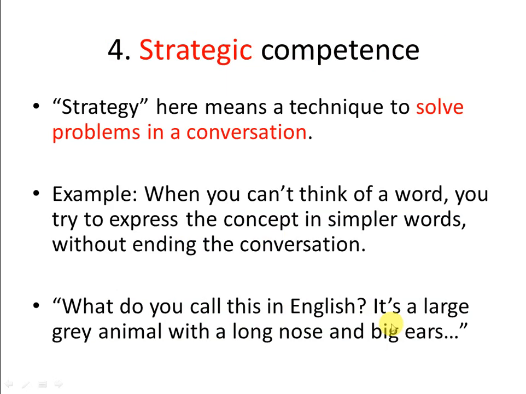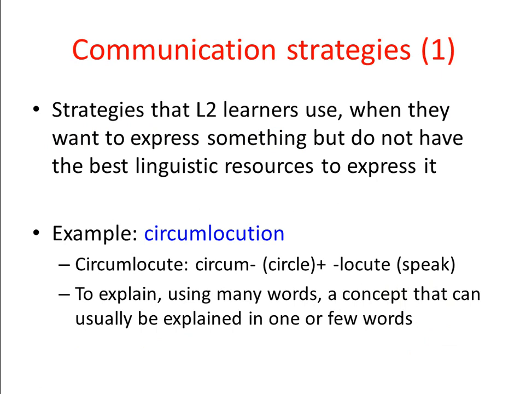If you want to talk about an elephant, you can describe it by using the word elephant, just one word. But here, because you can't remember the word elephant, you use many words. This is circumlocution. Because you cannot go to the concept that you want to express in a straight line, it's like you are going around the concept that you want to express. Instead, you're going around it. That's circumlocution.